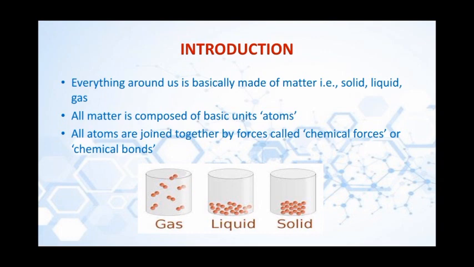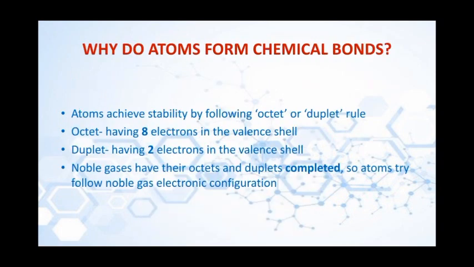So everything is basically made up of matter, whether it be solid, liquid, or gas. All matter is composed basically of atoms. Even we are made up of atoms. So how do atoms form different types of matter? The answer to this would be the chemical forces or the chemical bonds which are responsible for holding them together in a substance.